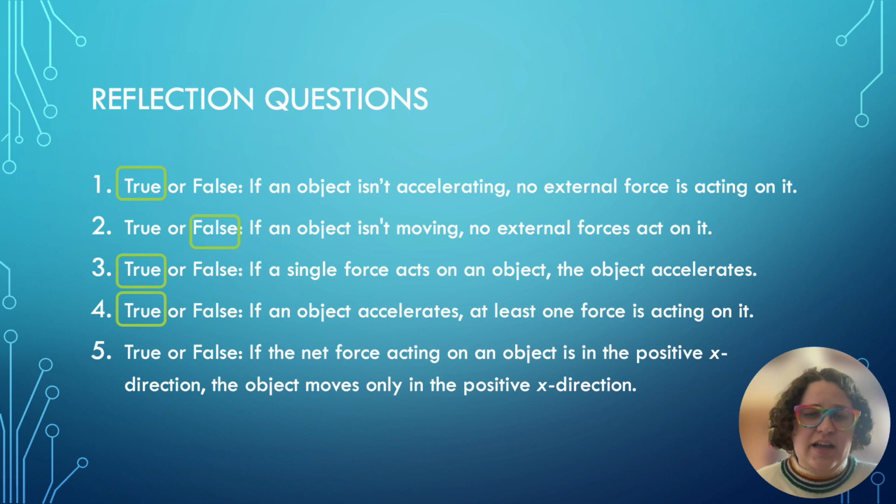And finally, if the net force acting on an object is in the positive x direction, the object moves only in the positive x direction. This one is false. If the net force is in the positive x direction, the acceleration will be in the positive x direction. However, the velocity of an object does not have to be in the same direction as its acceleration. Consider the motion of a projectile. Remember what was happening when we had projectile motion.